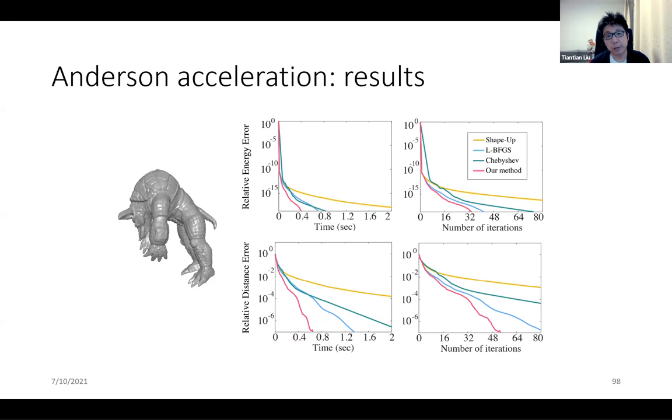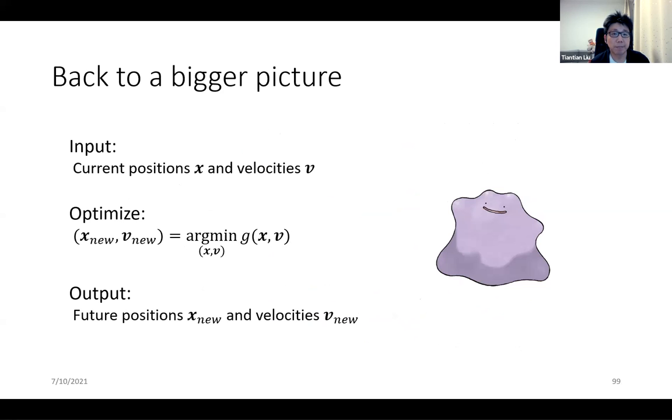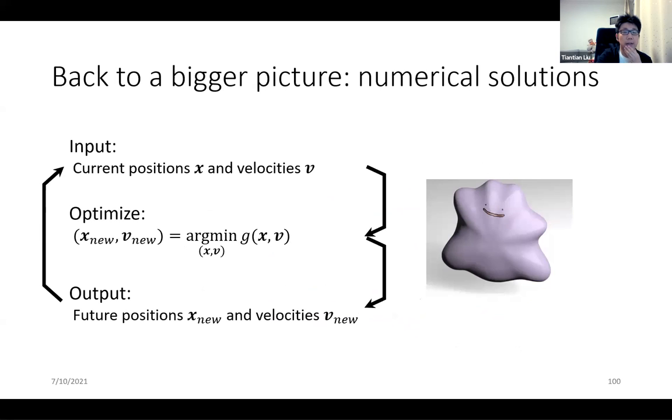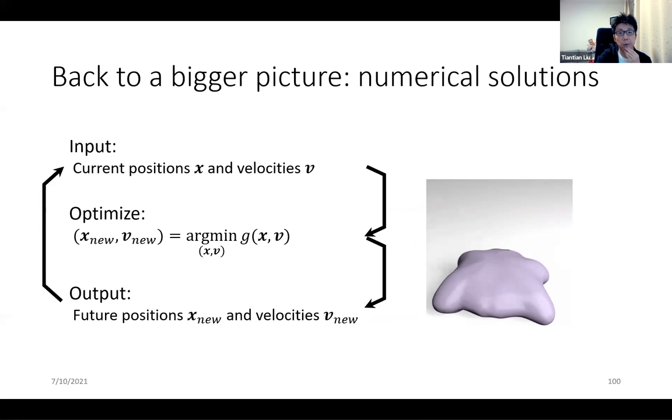This Anderson acceleration provides a nice insight into projective dynamics and is proven to be effective in accelerating the convergence of PD. Let's get back to the bigger picture of implicit time integration of deformable body simulation and projective dynamics. The bottleneck, as we mentioned before, is always the linear solve Ax equals b.